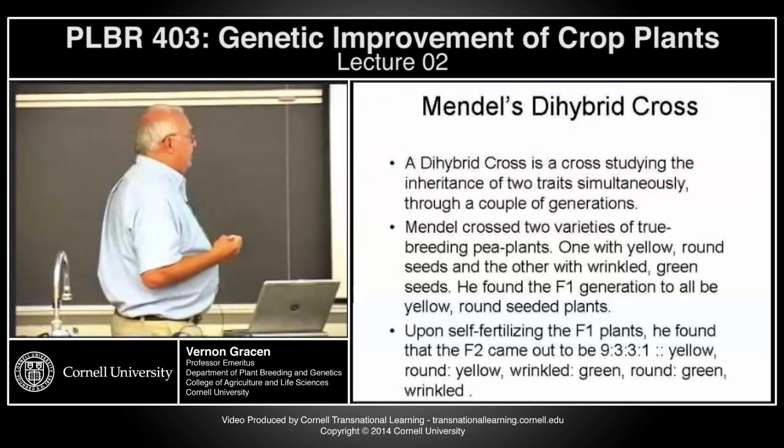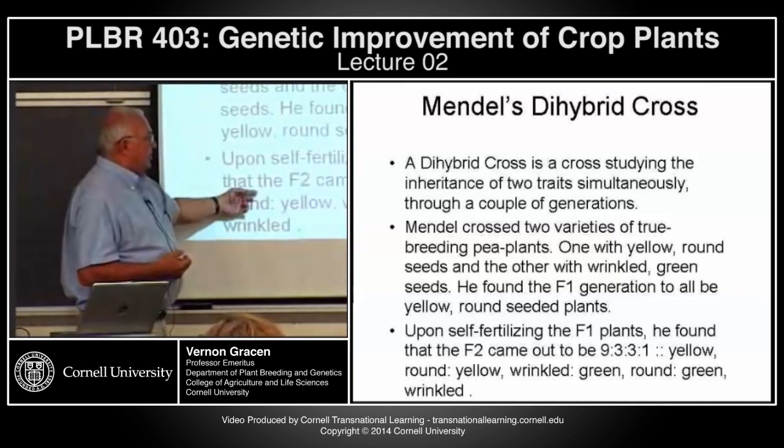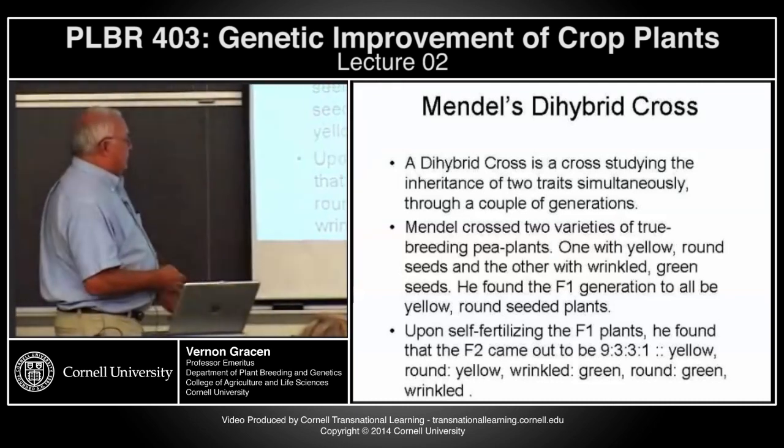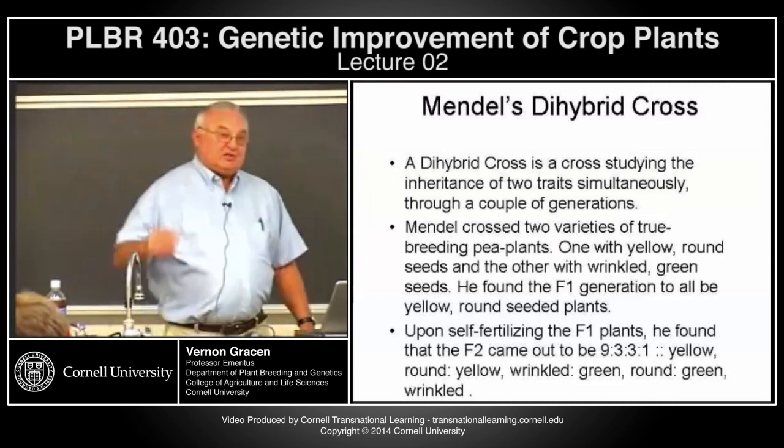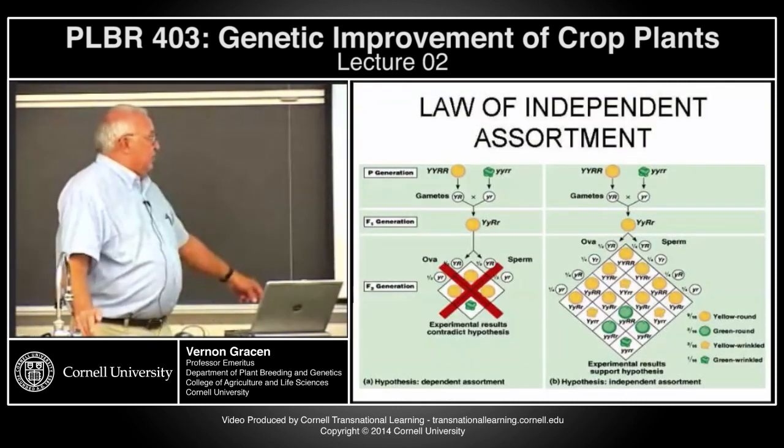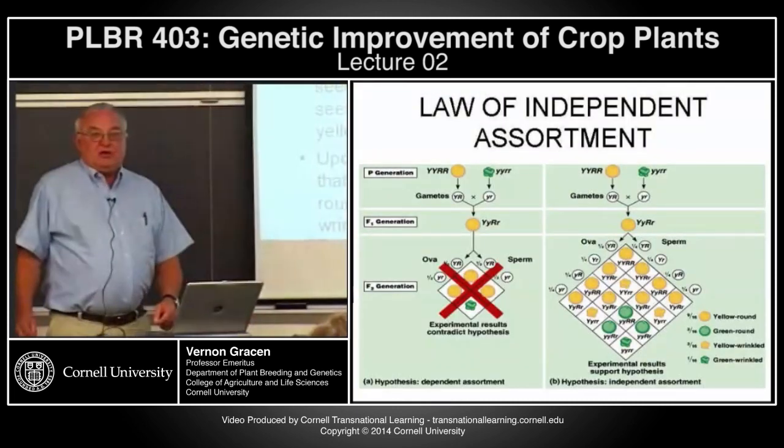But then when he got to an F2 generation, he ended up with 9/16 that were yellow round, 3/16 yellow wrinkled, 3/16 green and round, and only 1/16 of the progeny were green and wrinkled.